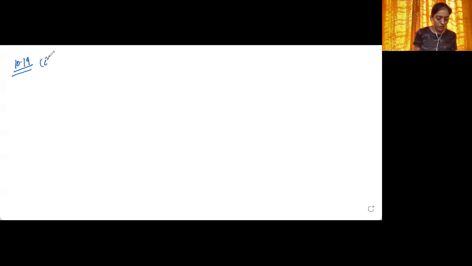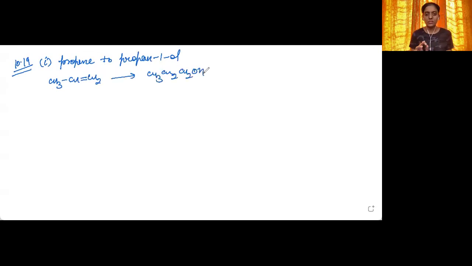The first part is we need to convert propene to propan-1-ol. Propene to propan-1-ol. CH3 CH double bond CH2 to CH3 CH2 CH2 OH. So this is the very first step we need to do while doing the conversions. We need to write the structure of the reactant and the product. Now let's see how we can convert it.